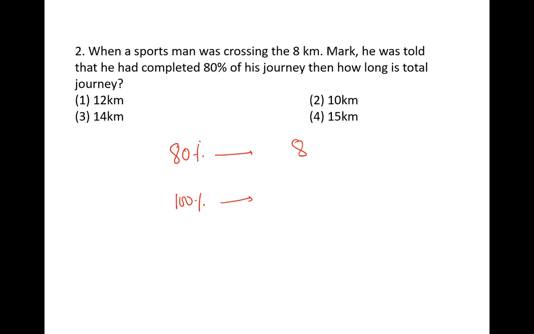So 80% is 8, it means 10% is what? If 80% is 8, then 10% is 1. If 10% is 1, then 100% is 10, just 10 times. To find the 10%, we'll divide by 8 on both sides. It becomes 1, and we'll do just 10 times on both sides, means value of 100% is 10, means our answer is 10 kilometers. See the next question, students.